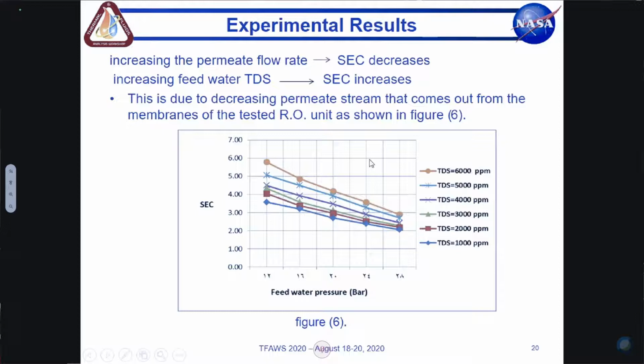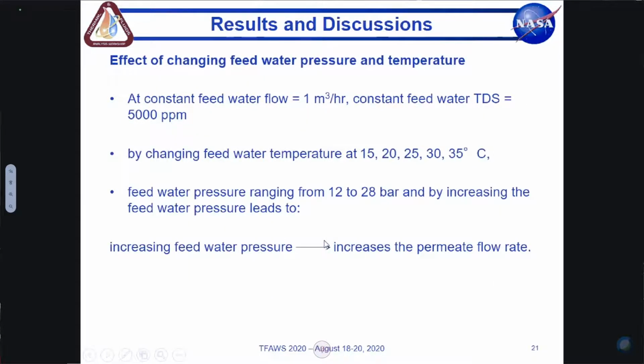Another result, when increasing the permeate flow rate, the specific energy consumption decreases. And with the increasing of the total dissolved solids, it increases the specific energy consumption.